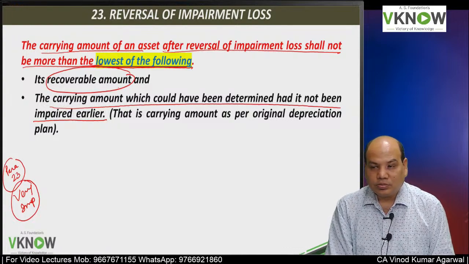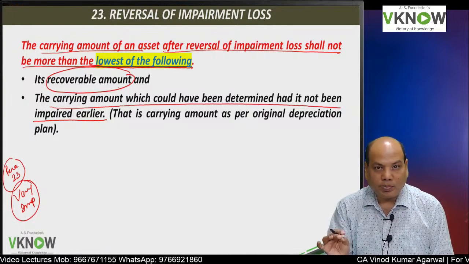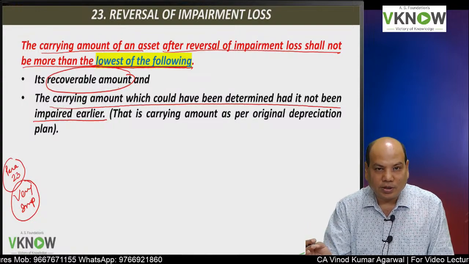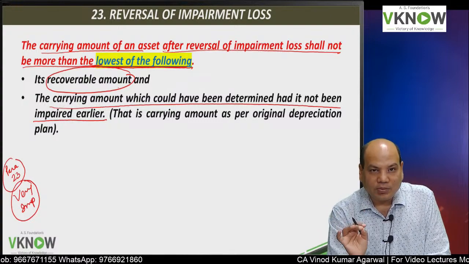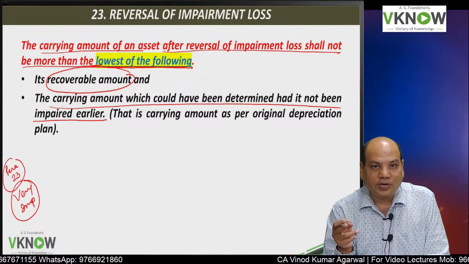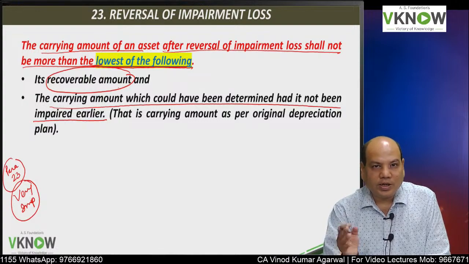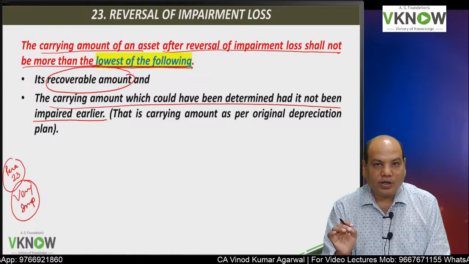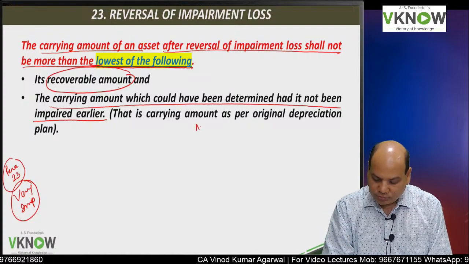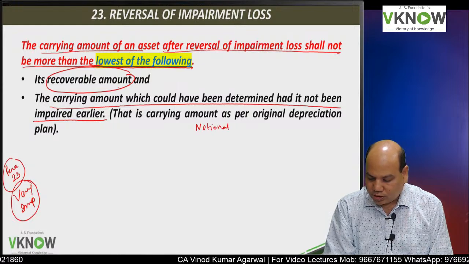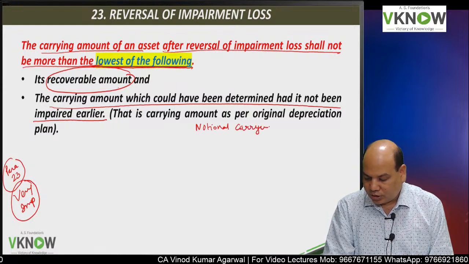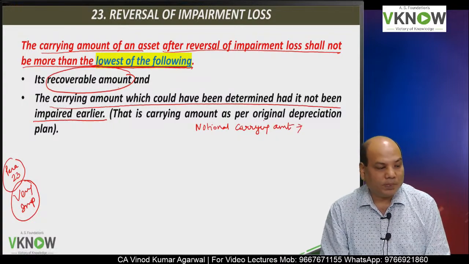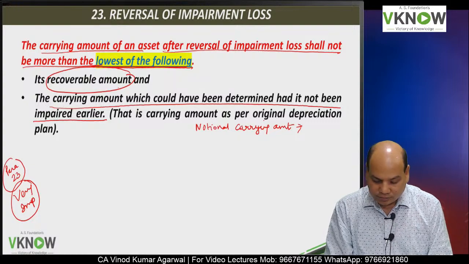Carrying amount, if the asset was not impaired earlier, then today what would have been its carrying amount. So calculate the carrying amount again, assuming that you had never provided the impairment. You can continue to depreciate at the original rate and find out the notional carrying amount, which is the carrying amount if there was no impairment loss provided earlier.